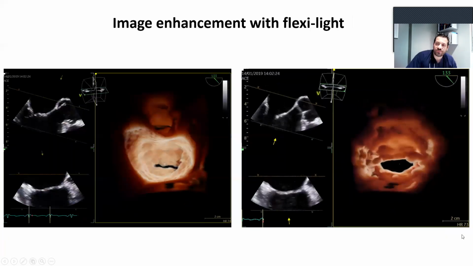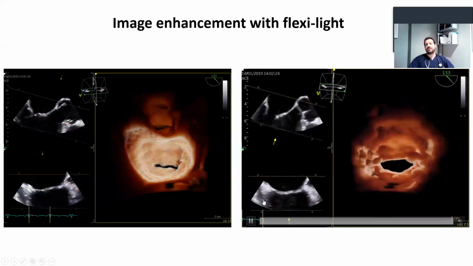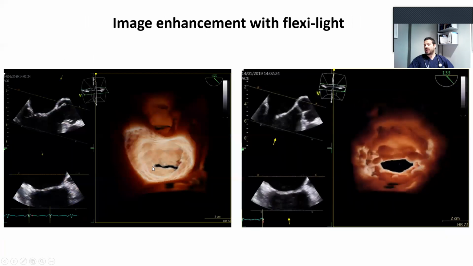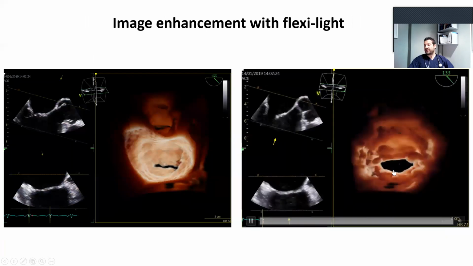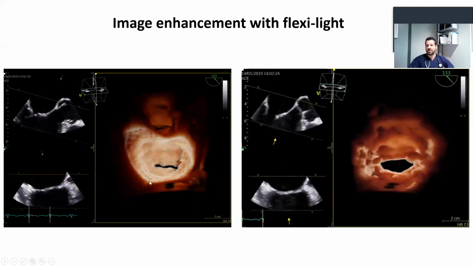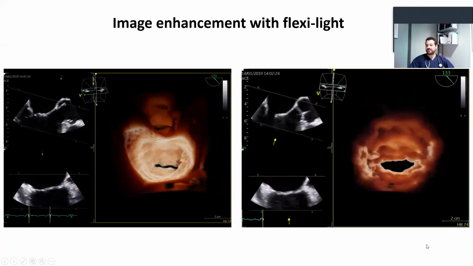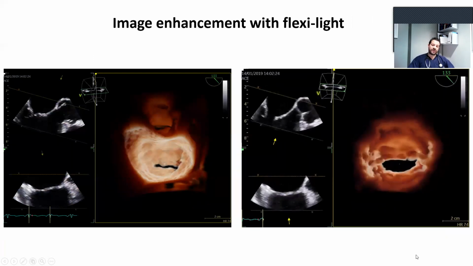We can also use flexi-light or TrueView in order to enhance our imaging, in order to visualize a coaptation defect at the coaptation line. Here, this is an example of functional mitral regurgitation. You can clearly see the coaptation defect, which is in fact the vena contracta area, if you want to call it like that.